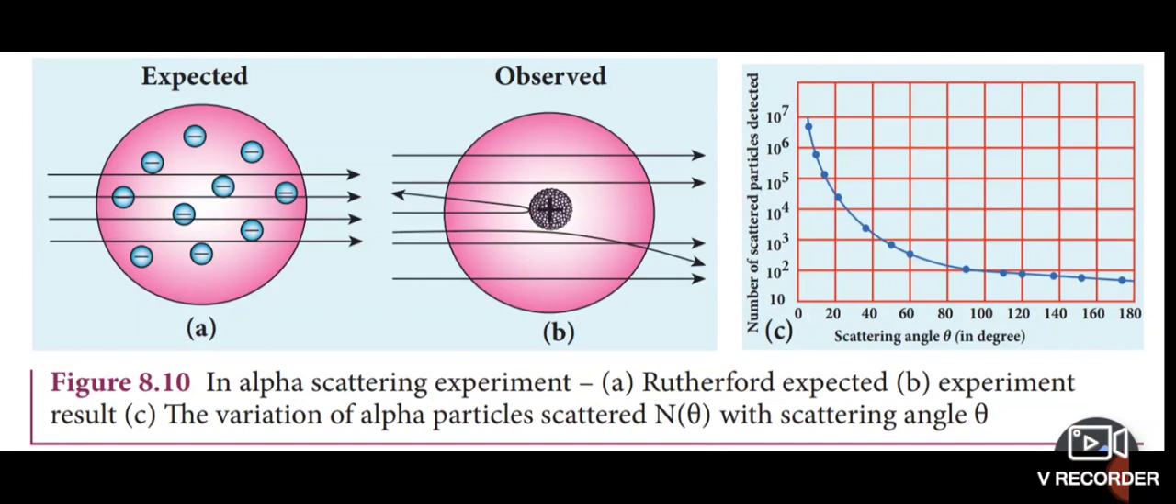A few of the alpha particles were scattered in the backward direction, which led Rutherford to conclude that the whole of the positive charge was concentrated in a tiny space of 10 to the power of minus 14 meter. This region of the atom was named the nucleus. Only a small number of alpha particles approach the nucleus of the atom, and they were deflected at larger angles. So our next topic, distance of the closest approach.